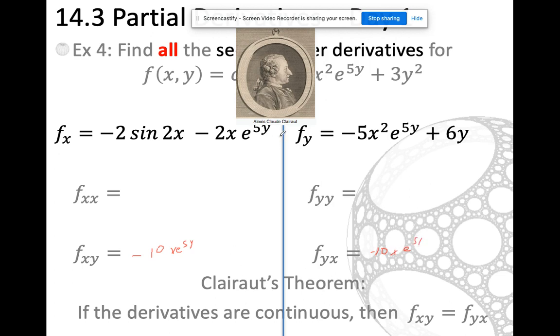Clairaut, Alexis Claude Clairaut, a Frenchman, his theorem says, if your derivatives are continuous, then this statement will always be true. Partial x with respect to y will always equal partial y with respect to x. In terms of x, taking the derivative in terms of x, right? Pretty cool. So that's kind of a neat theorem.